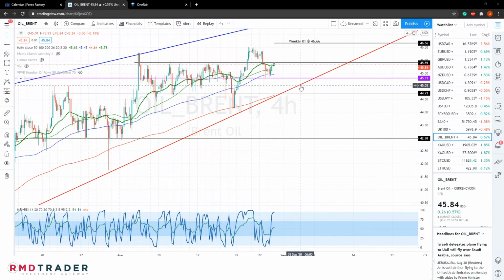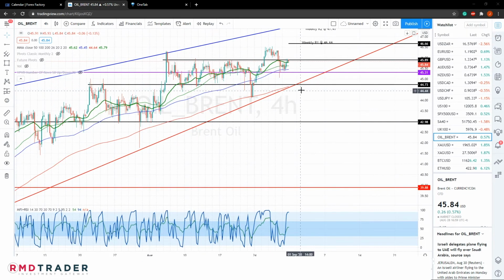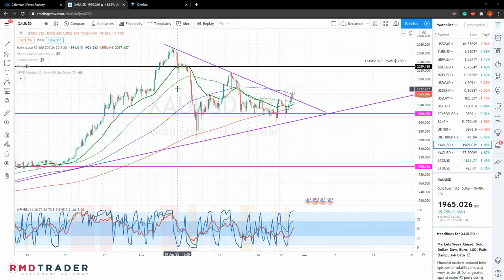And only a close below this diagonal would see a more bearish scenario play out, with the 44.75 level being crucial in sustaining any additional bullish behavior, and a close below that taking us probably lower to $43.